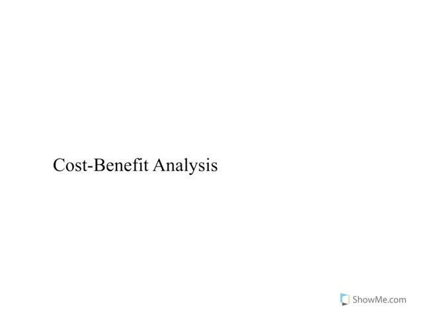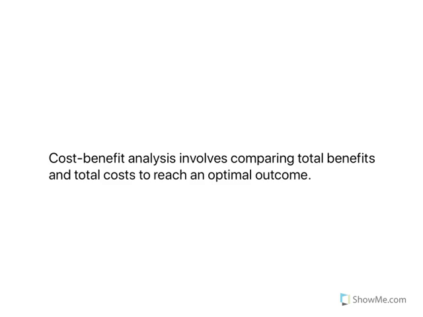So, when economists think about decision making, we like to think about it in terms of costs and benefits. And when we say cost-benefit analysis, what we're talking about is comparing total benefits and total cost of some activity to reach an optimal outcome. In other words, to maximize total benefits, minimize total cost, making sure that we're getting the most out of whatever activity we're deciding to do, right?